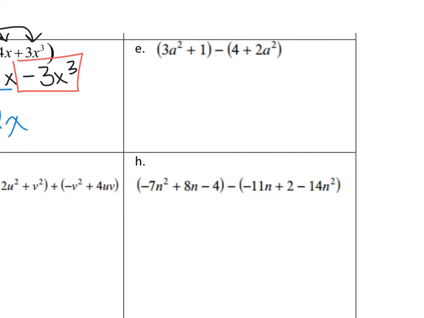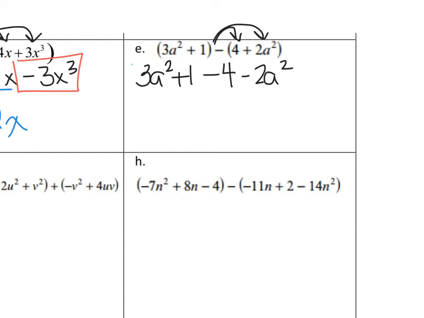Okay, you're back. So we're going to take a look at letter E. I'm going to go through it step by step, just in case you're not sure how I got the answer. So again, we're going to distribute that negative to those two terms. The first expression, 3a squared plus 1, does not change. Then we have minus 4, and a negative times a positive is a minus 2a squared.